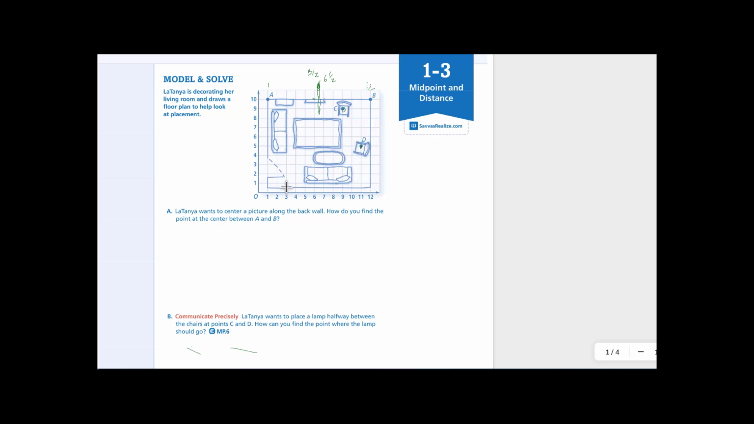So to do that, what she needs to do is find half the distance of the x's and half the distance of the y's. Well, the average of the x's and the average of the y's. So we need to find the x and the y coordinate of C and the x and the y coordinate of D. C is at 9, 9. D is at 11, 5.